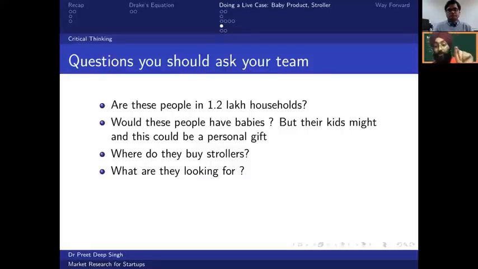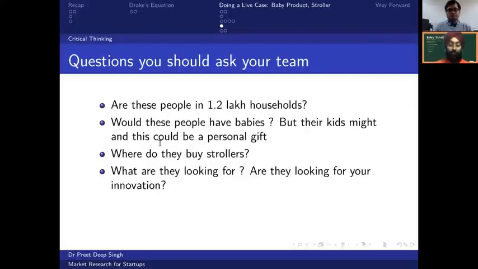This is the crux of market research. The questions in your head. How you solve these questions? What are the tools you need to solve these questions? This is the easy part. Asking the right question is the important part. Right? And of course, what cities are these people living in?